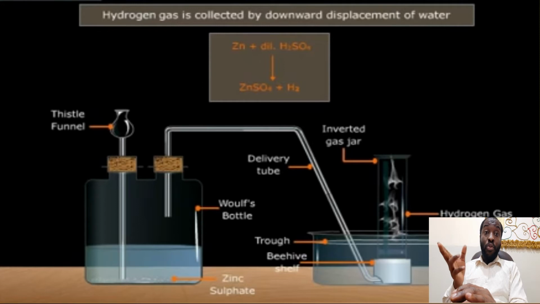And of course, you know that copper, mercury, gold, etc. are not preferred since they are found below hydrogen in the activity series. So that is why we use zinc in the preparation of hydrogen in the lab. Now let's move to our slide and see what is there.